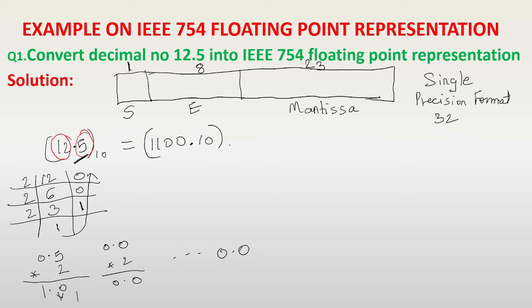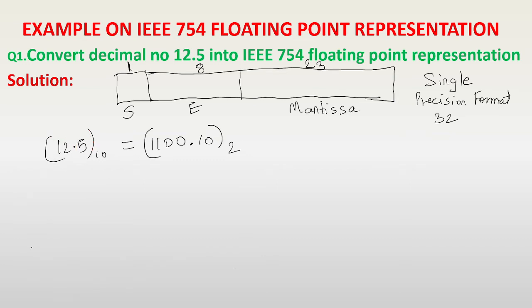So this is a binary representation of 12.5 decimal number. Now we have to normalize this number. So how to normalize the number? Normalize means we have to keep only one bit before the decimal and all the bits we have to shift to the right after the decimal point. Only one bit we have to keep before the decimal.